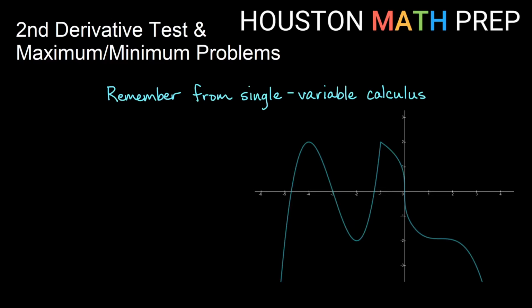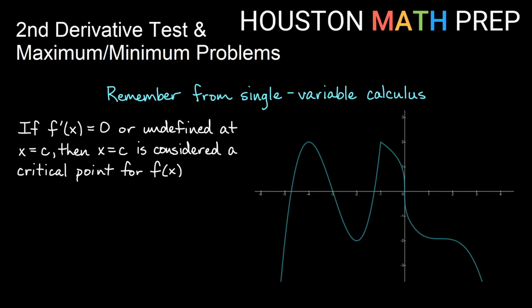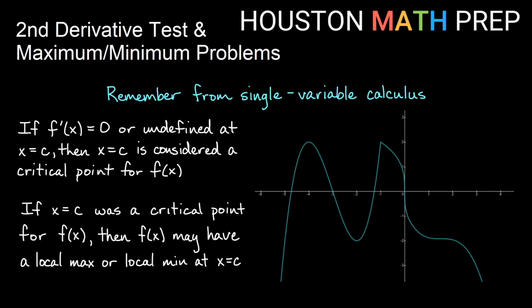If you think back to single variable calculus when we just had a function of x and we wanted to figure out where the local extrema were, what we did was we took the first derivative of our function, we figured out where that was 0 or undefined at some x values, and those x values were considered to be a critical value, a critical point for our function f of x. Remember that when you had a critical point, we then checked to see if it was a local max or min. It was not guaranteed to be a local max or min, but it was a candidate for a local max or min on our function.